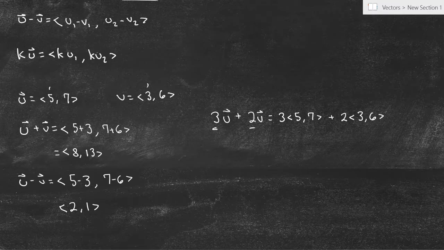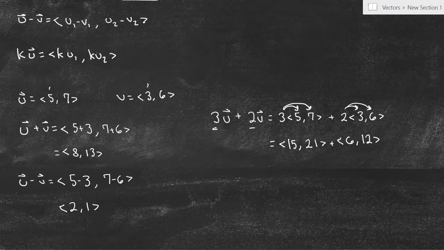Okay, and now like we talked about earlier, you can kind of see it as distribution. We're going to distribute this 3 here. We're also going to distribute the 3 there. So we're going to be left with 15, because that's 3 times 5, plus 21, 3 times 7. Then we're going to be adding. Now we're going to do the same thing with this 2, distributing it out. 2 times 3 is 6, plus 2 times 6 is 12.